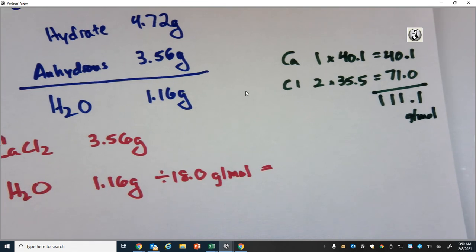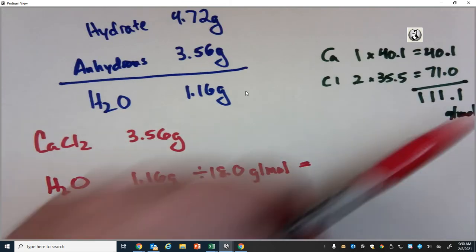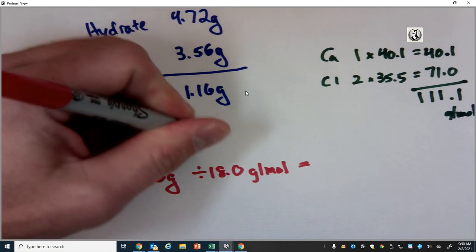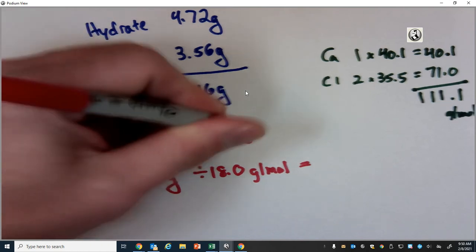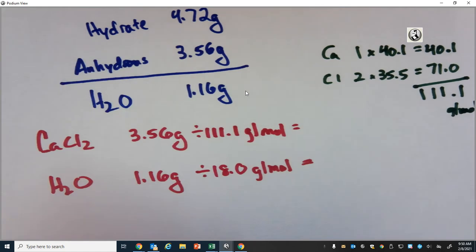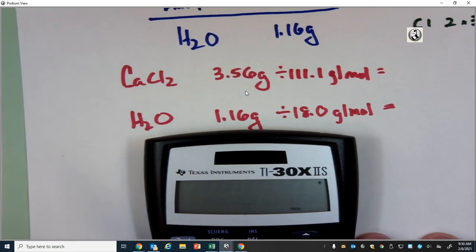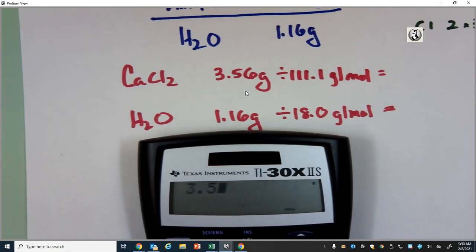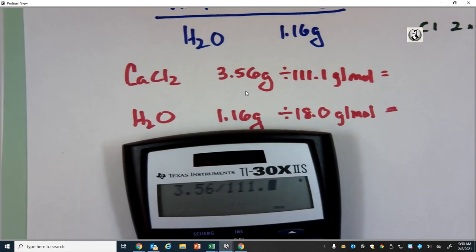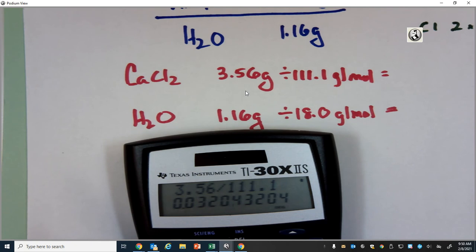Okay, so for calcium chloride, we have to divide by the 111.1. So we come in with our calculator, and I think I can get the screen up here. Perfect. All right, so we get 3.56 divided by 111.1, and I get a calculator screen that looks like this. So now I want 3 digits. The zeros in front don't count, so I'm going to go 0.0320.